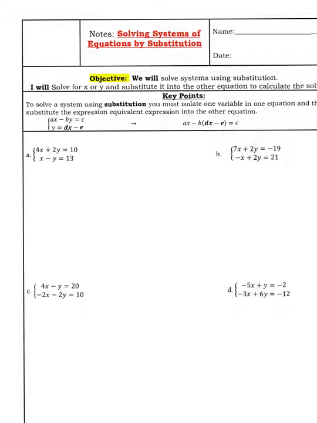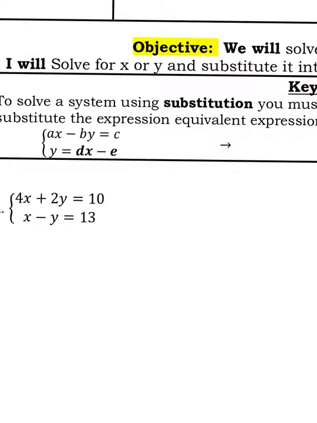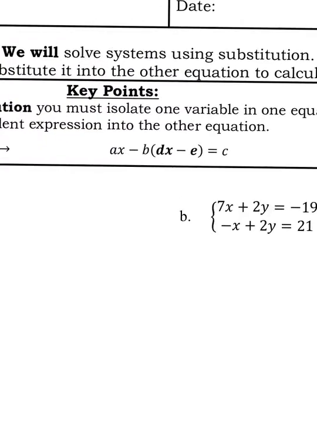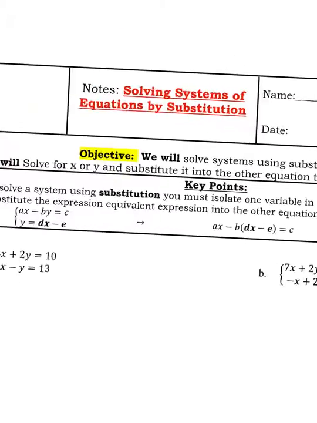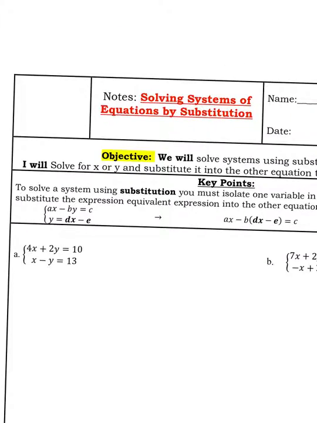Substitution is different than graphing in that, with graphing, you need to solve both equations for y and then graph them. With substitution, you have to solve them for one variable. It doesn't matter if it's x or y. And then you plug it into the other equation, and then you have all one variable.